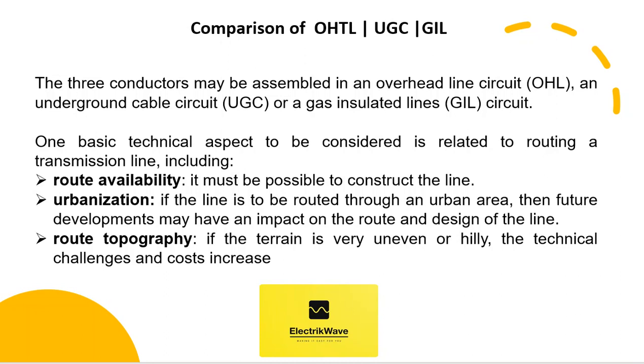One basic technical aspect to be considered is related to routing a transmission line, including route availability. It must be possible to construct the line. Urbanization: if the line is to be routed through an urban area, then future developments may have an impact on the route and design of the line. Route topography: if the terrain is very uneven or hilly, the technical challenges and costs increase.